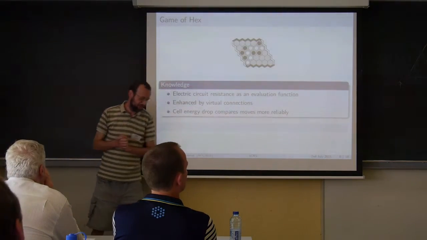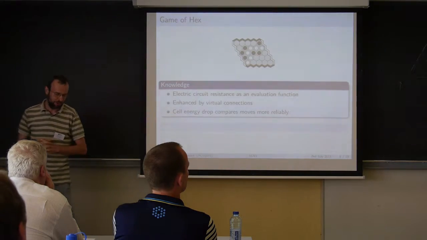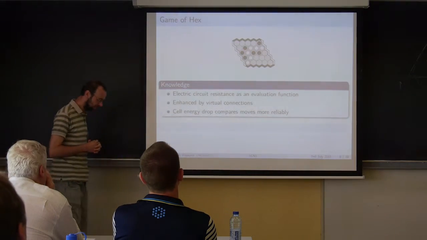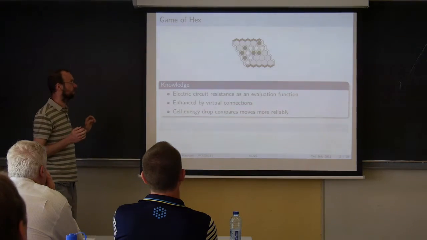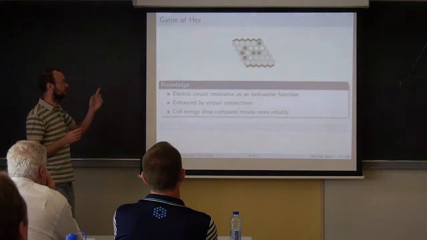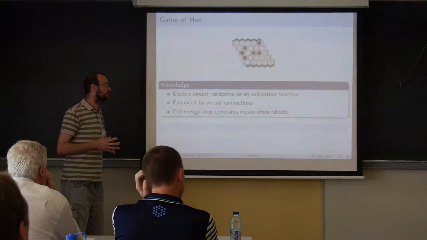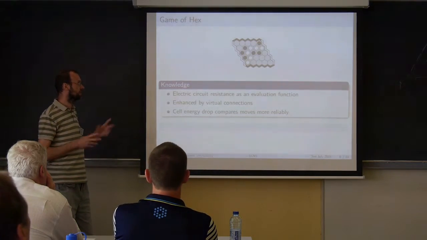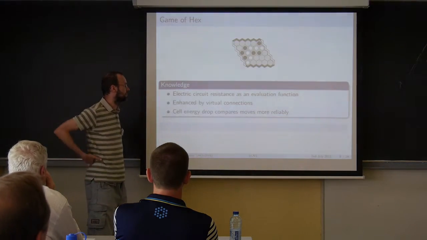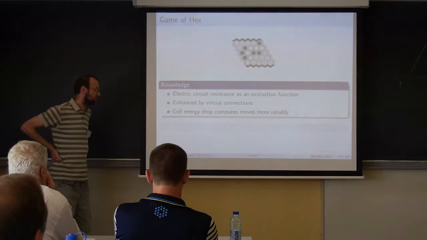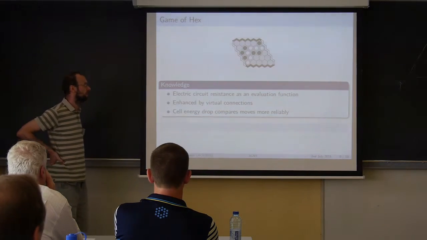Yeah, we have modified this conspiracy number search into an algorithm called Sibling Conspiracy Number Search. So, for the game of Hex, probably most of you know it, players play stones alternately, and the target is to connect opposite sides of the board with a chain. So here, for instance, white player 1.